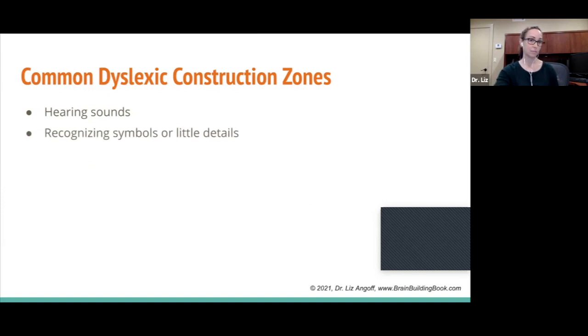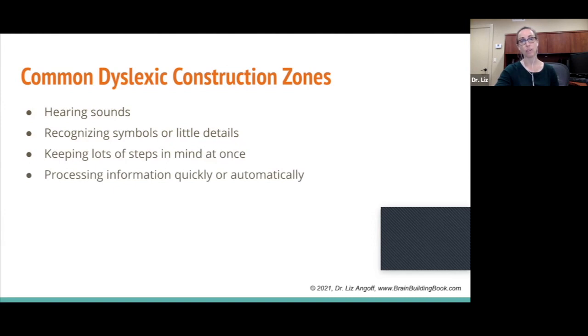So hearing sounds, recognizing symbols or little details. And I love this one because often kids do really well on the more big picture kinds of things. And then we can talk about big picture versus the little details and symbols that are less meaningful in themselves. Keeping lots of steps in mind at once can be really hard. And this construction zone can also help to explain why writing and math can be hard when you're dyslexic without having to add on multiple diagnoses.